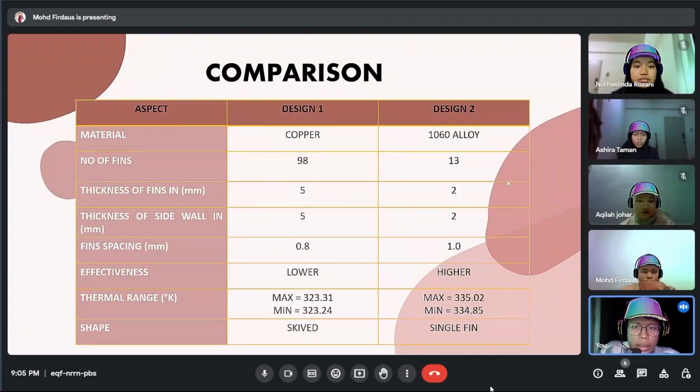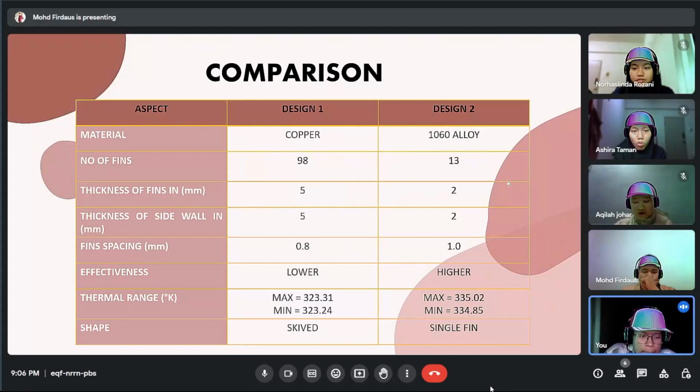We can see the comparison between design 1 and design 2. In design 1 we use copper, and in design 2 we use 1060 alloy. As you all know, copper is better than alloy, but we just try and test which one is better. Design 1 is already using copper, and we designed it with 98 fins. Then for design 2, only 13 fins, as you can see from the design.